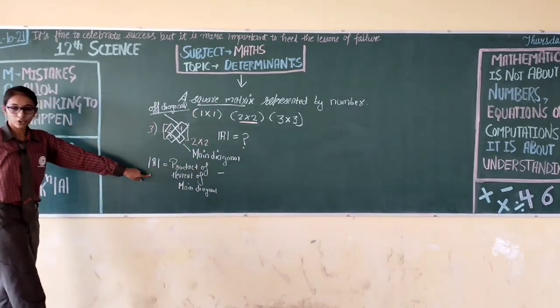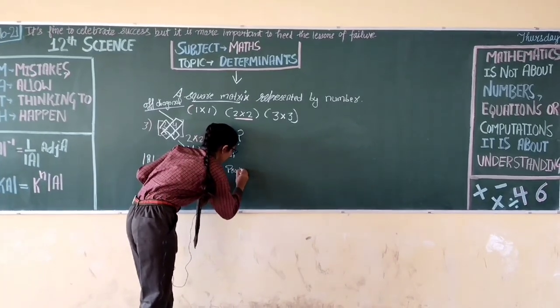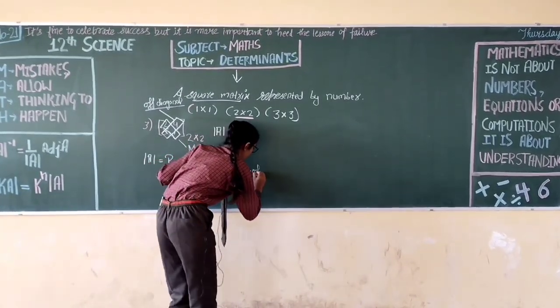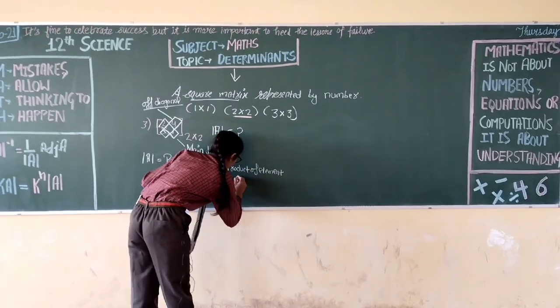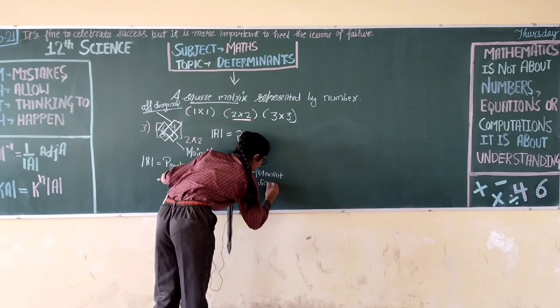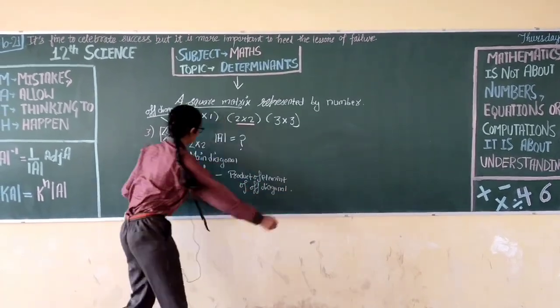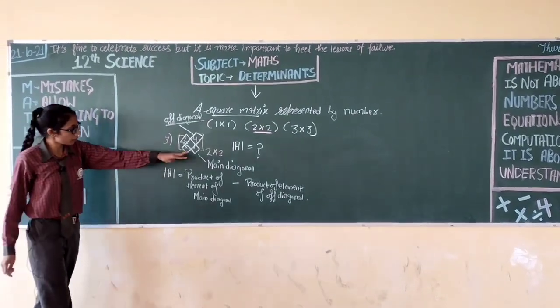We can find the determinant value as the product of elements of the main diagonal minus the product of elements of the off diagonal. This is the formula to find the determinant of order 2 by 2.